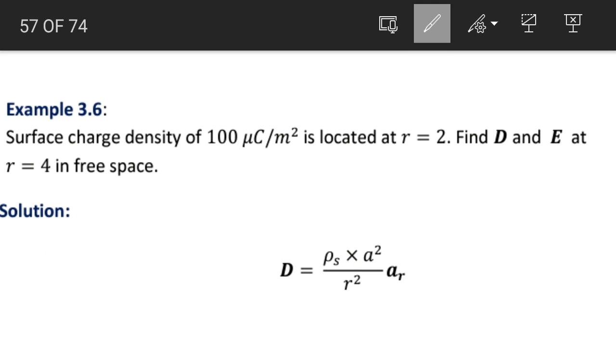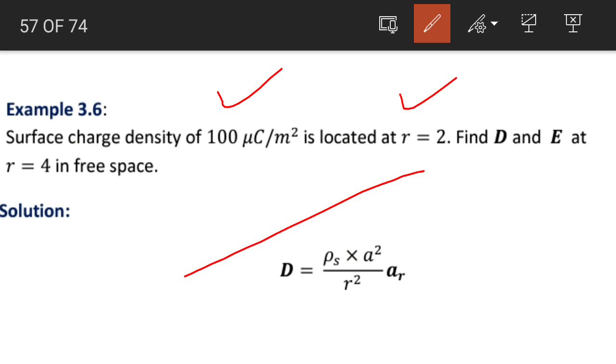We do example number 3.6. Example number 3.6 says that a surface charge density of 100 microcoulomb is located at r is equal to 2. So basically, this is a surface charge, located at a radius of 2 meter. It means that the charge is uniformly distributed on the surface of a sphere, and the radius of the sphere is 2.